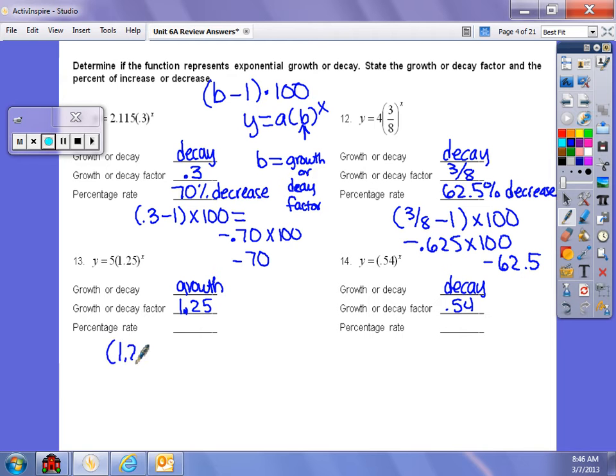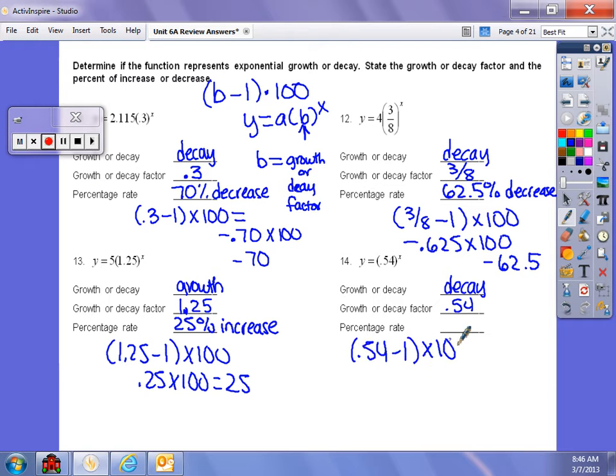Now here you're going to have 1.25 minus 1 times 100, which is 0.25 times 100, which is 25. So this is a 25% increase since it's a growth. And the last one would be 0.54 minus 1 times 100, which is negative 0.46 times 100 gives you negative 46. Remember, drop the negative and replace that with the word decrease. Okay, watch everything that you do in this section because it's definitely, the work does matter.